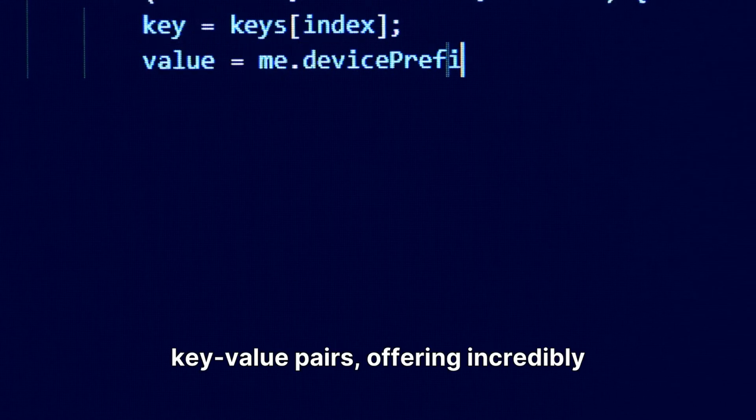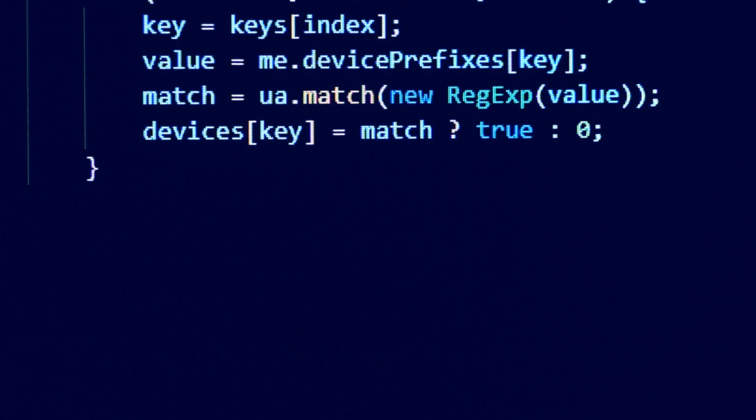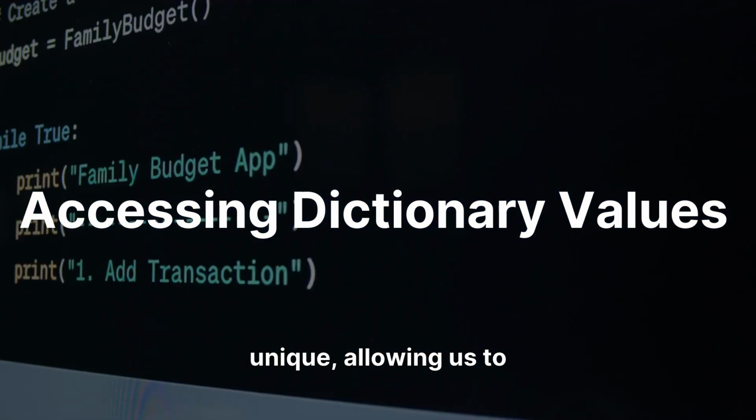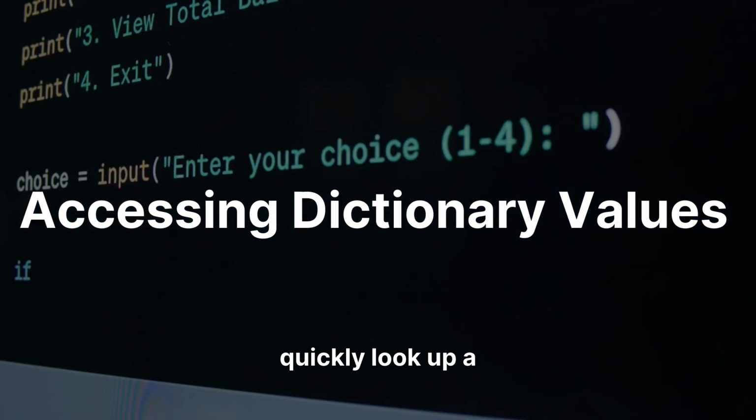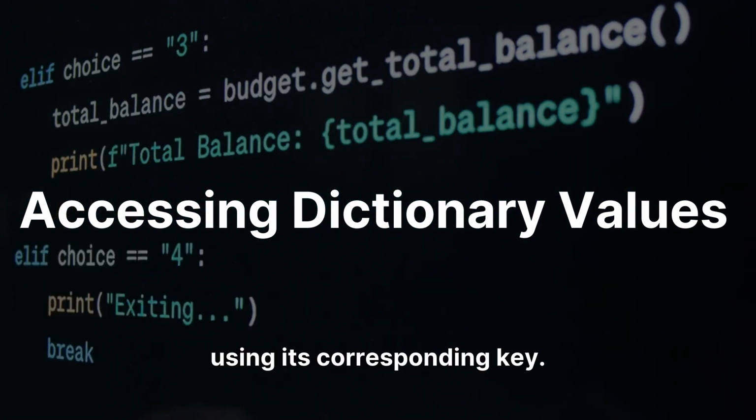Dictionaries, on the other hand, store data as key-value pairs, offering incredibly fast retrieval of information based on a unique key. Each key must be unique, allowing us to quickly look up a value, such as an item's description or icon, using its corresponding key.